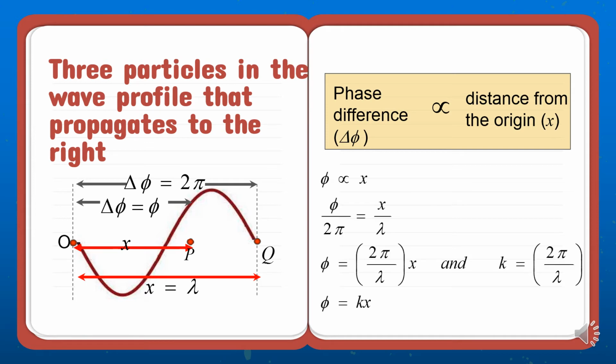From this relationship, phi is directly proportional to x, where phi over 2 pi equals x over lambda. We rearrange the equation: phi equals 2 pi over lambda times x. Then, we know the wave number k equals 2 pi over lambda. We substitute the formula of wave number into the formula of phi. Then we get phi equals kx.